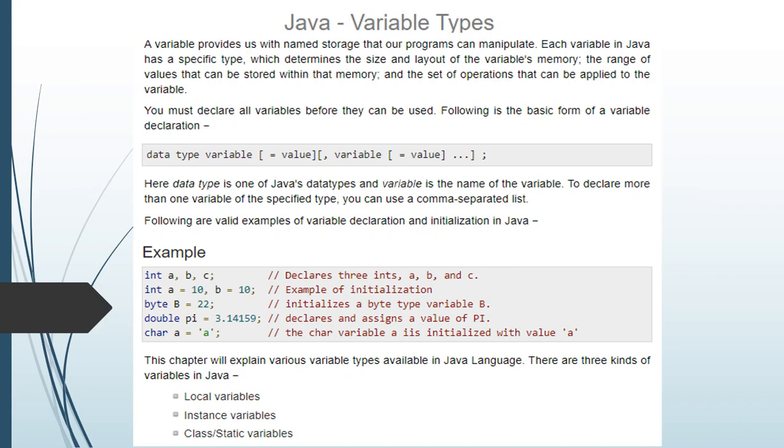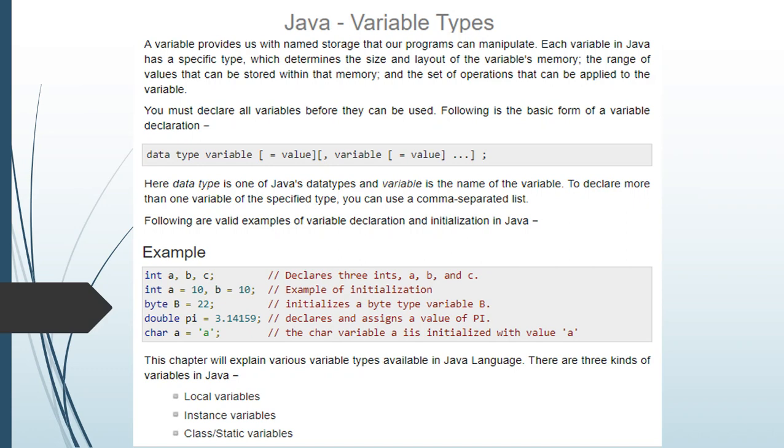Each variable in Java has a specific type, which determines the size and layout of the variable's memory, the range of values that can be stored within that memory, and the set of operations that can be applied to the variable. You must declare all variables before they can be used.